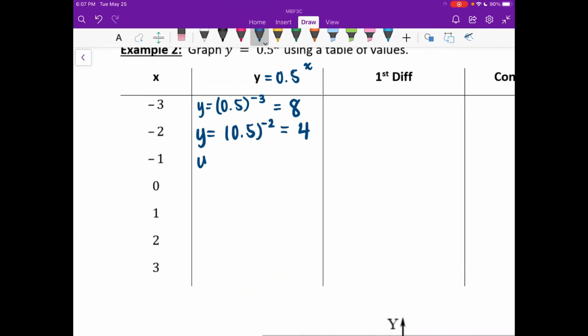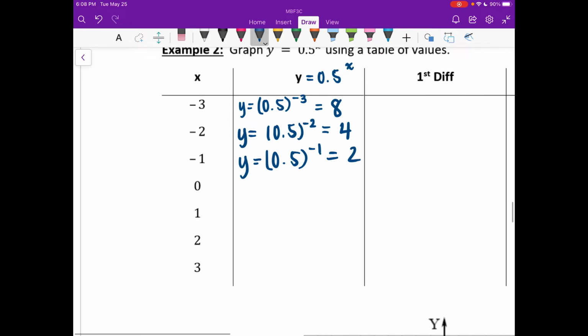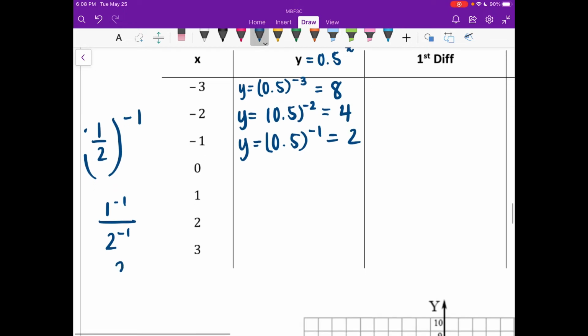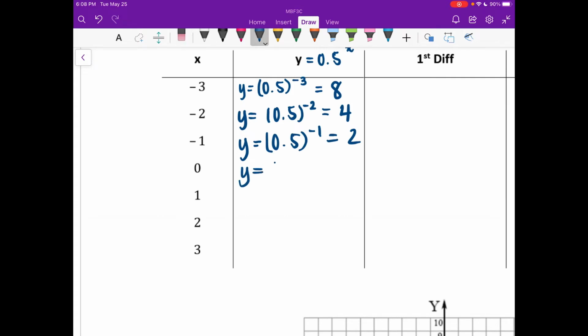0.5 to the negative 1 is 2. And if you think about this from yesterday, we have 1 over 2 to the power of negative 1. The negative 1 goes to the exponent, then if you flip it, you're left with 2 over 1. So it makes sense that it's that way. Just in case you were wondering where we were getting those numbers from what we learned from our first lesson. But I'm more than happy with you just putting them into your calculator.